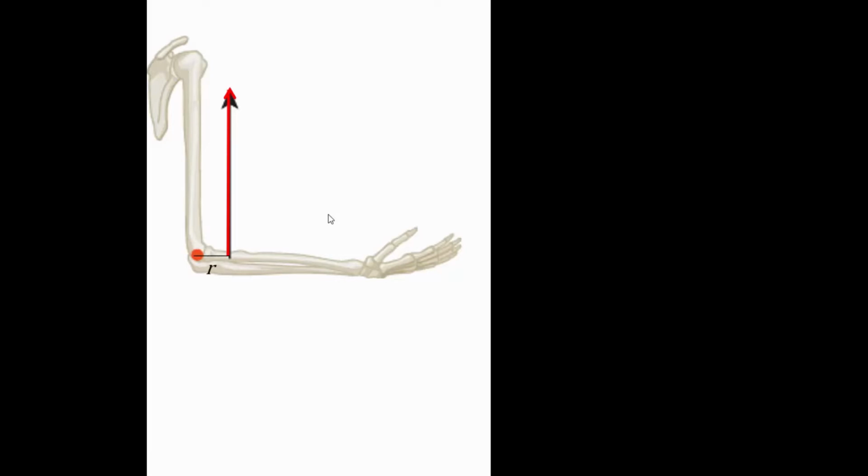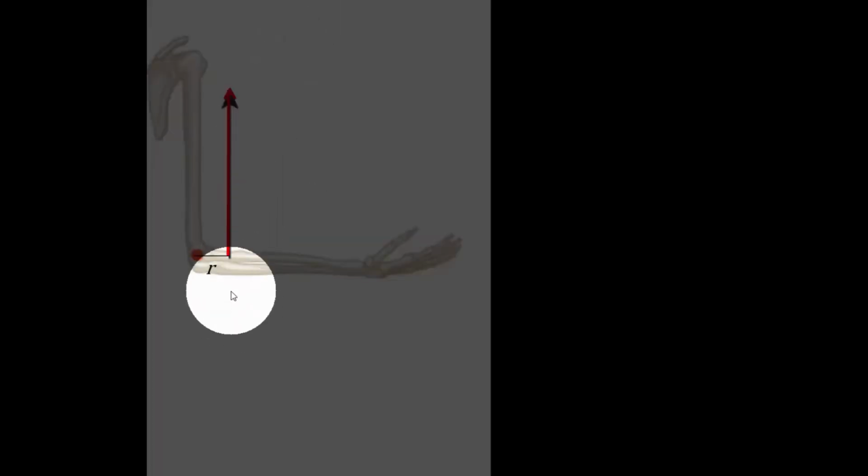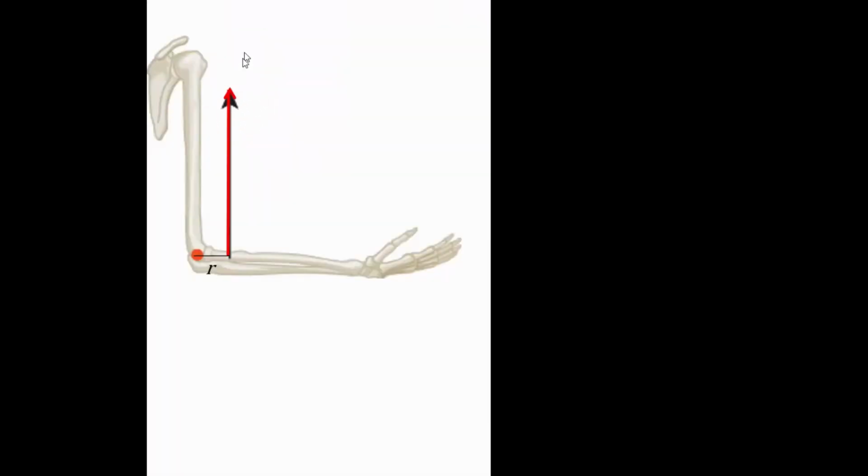So it's very important. The force that's produced by the biceps in this case would have its maximum torque at 90 degrees, simply because R in this case equals D, or the moment arm is equal to the lever arm.